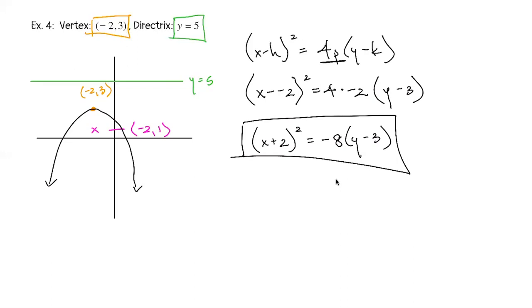Okay? Quick question. Yes, sir. What's up? So if you have your graph moving towards negative y values or negative x values, your p will always have to end up negative in the equation. Yeah, that's a really good way to summarize that. Thank you.